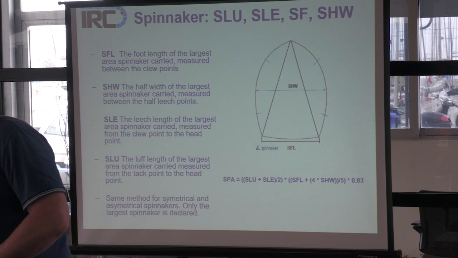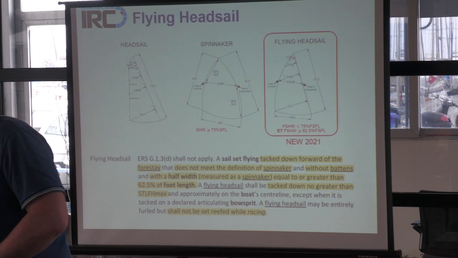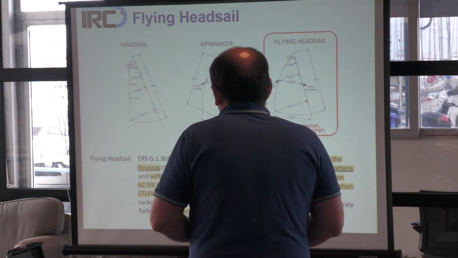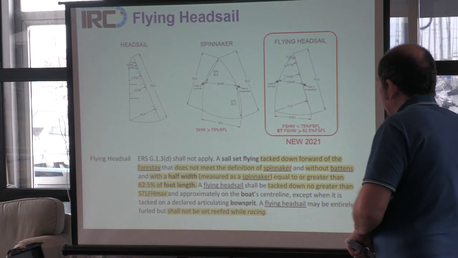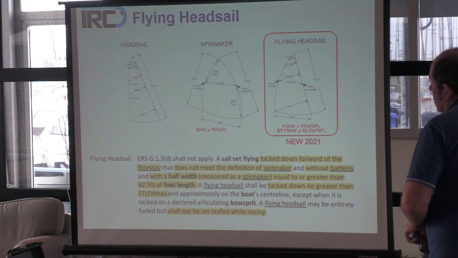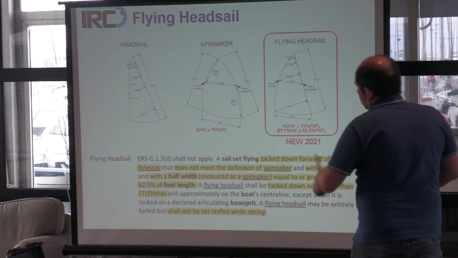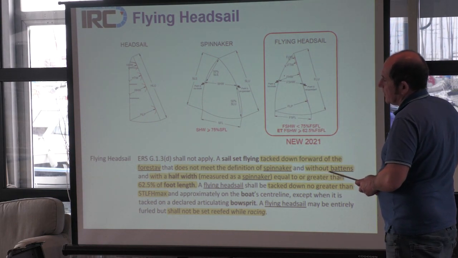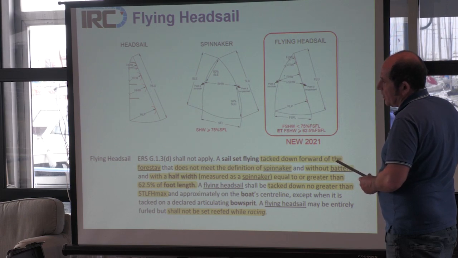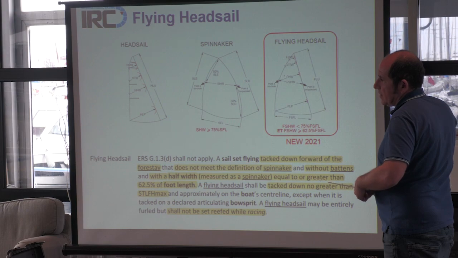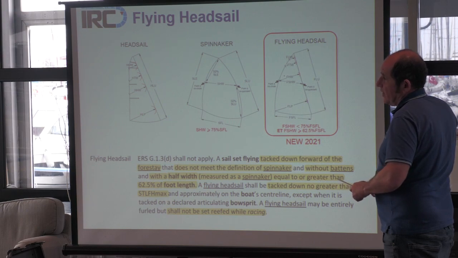In 2021, IRC introduced a new type of sail, which is the flying head sail. In those drawings, you may see the three different types of sails that you may find above the mast, the three different types of sails as defined by IRC.